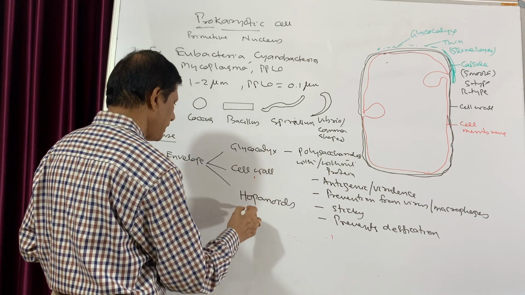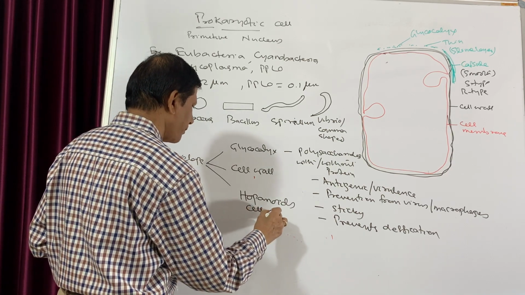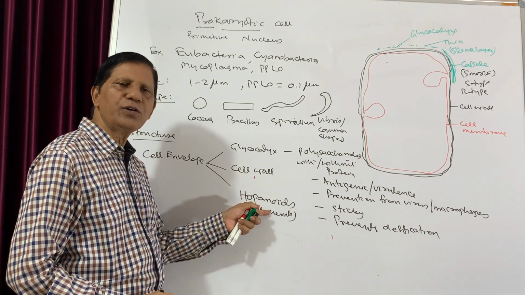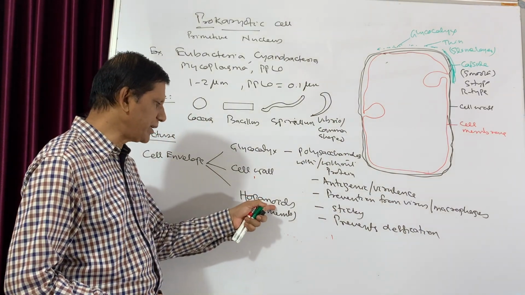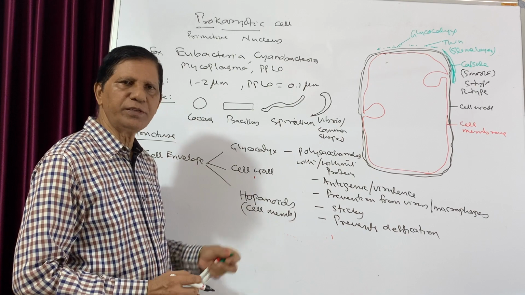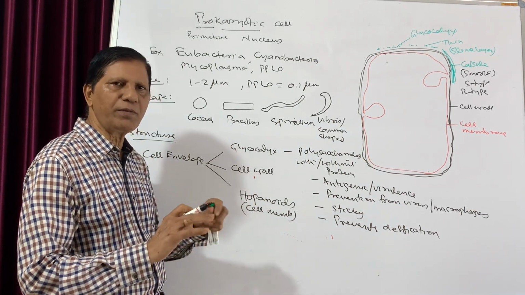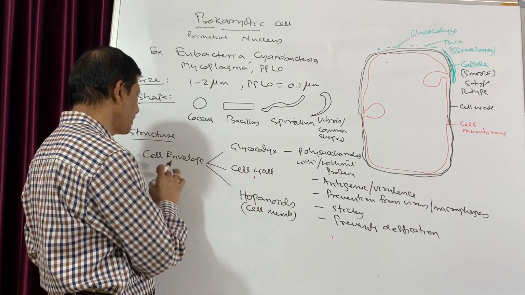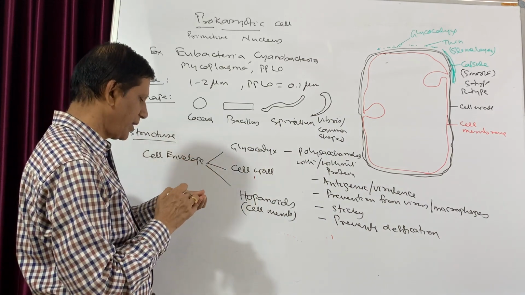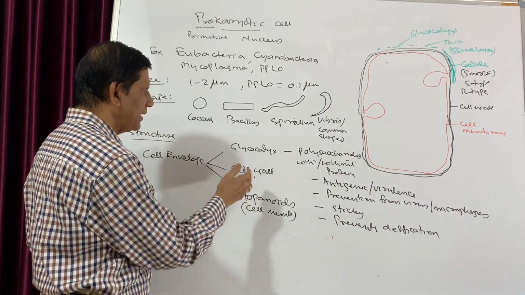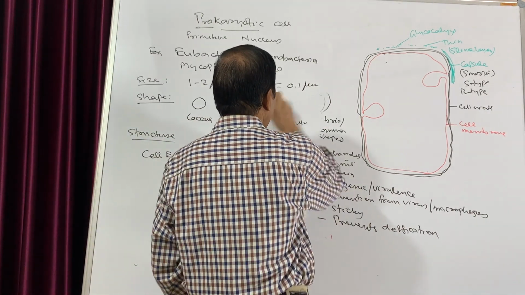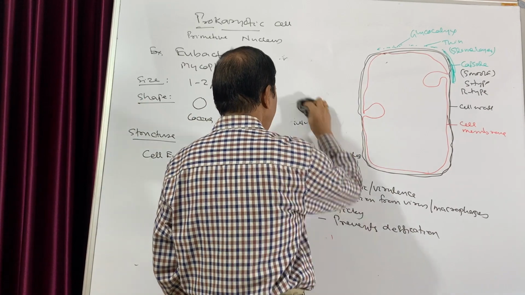Hopanoids, that means in the cell membrane, instead of sterols, hopanoids are present, which maintain the stability of the cell membrane. Otherwise, it is made up of lipoprotein structure. So these three together are known as the cell envelope. Then the next thing, come to see this diagram, where most of the things will be very clear.